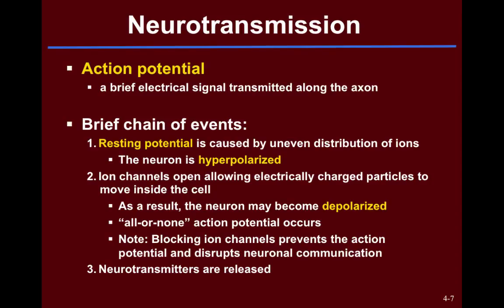If you think about a neuron at rest, there are going to be more potassium and negatively charged anions inside the cell and more sodium and chloride ions outside the cell. So the ion channels are going to open and close. An action potential is generated. The neuron is depolarized, and then the message is passed along. So we've got that resting potential where there's that uneven distribution of the ions, and then the ion channels open, and we see electrically charged particles moving inside the cell, and then the neurotransmitters are released.